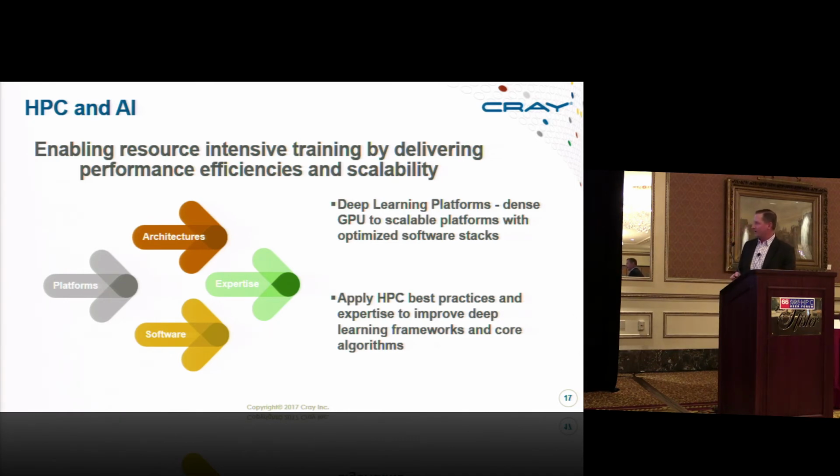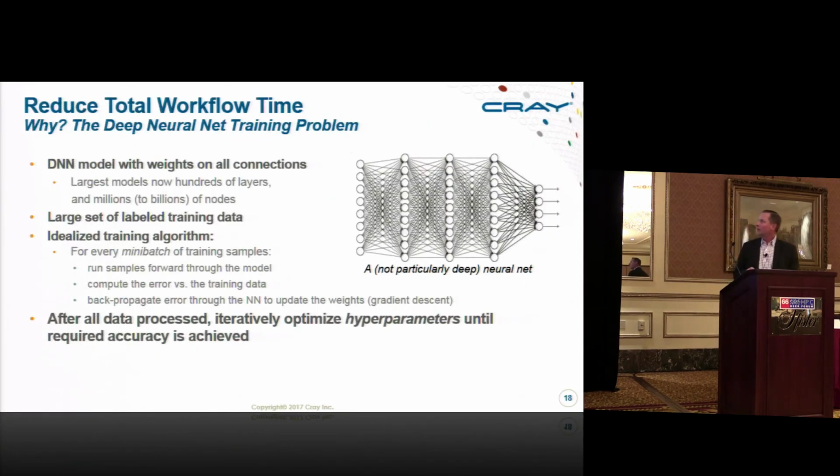And of course, we keep going back to HPC best practices. A lot of the things that we've done historically apply very well to deep learning and to the frameworks and the core algorithms. A lot of our focus has been on reducing the total workflow time around training. We know that the largest models are now hundreds of layers. The one that we show here in this small picture is not a particularly complex neural network. With millions and billions of nodes, the data that we're talking about for training just seems to keep growing and growing.